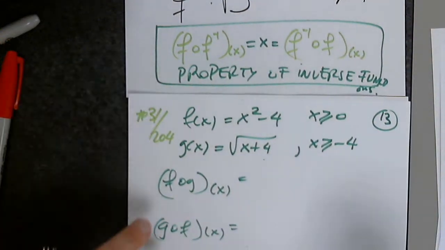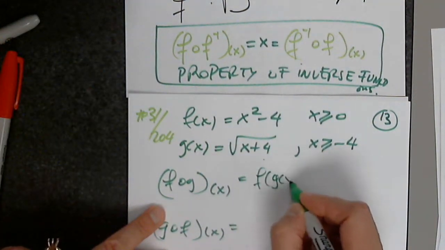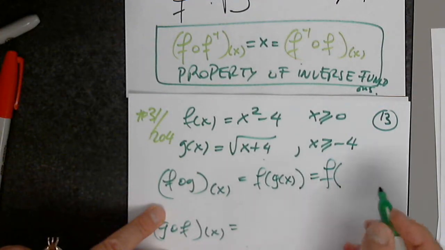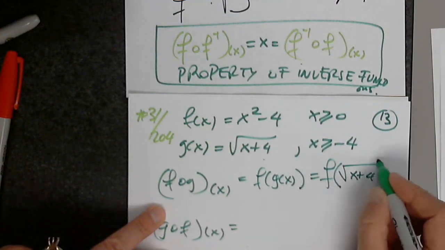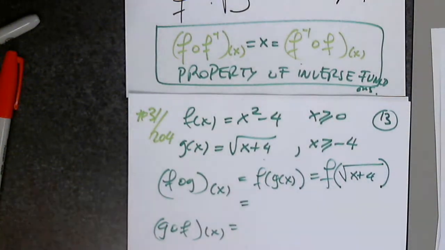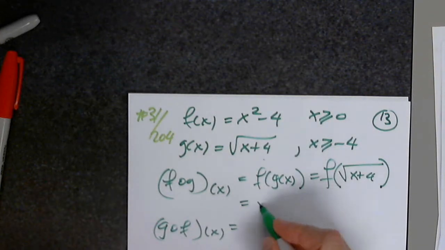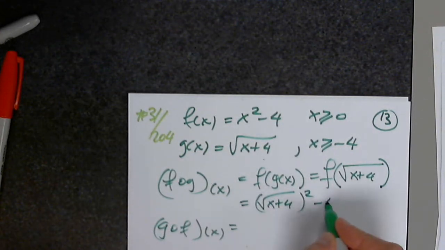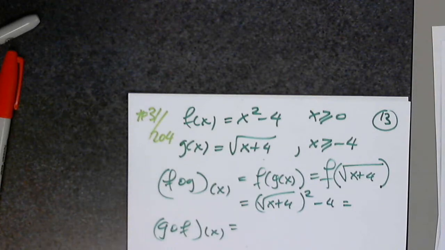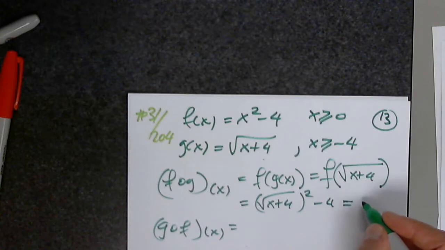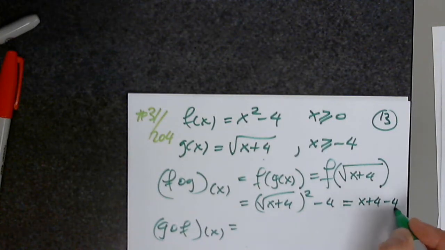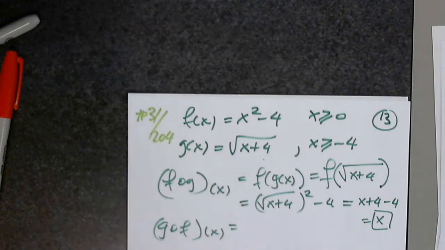So f of g is by definition f of g of x, which is f of the square root of x plus 4. And now I'm looking at f. F says blah squared minus 4. So f of the square root of x plus 4, squared, minus 4? Exactly. Very good. But how much is the square root of x plus 4 squared? We solved radical equations a while back. They cancel. It's x plus 4 minus 4. So the answer is indeed x.